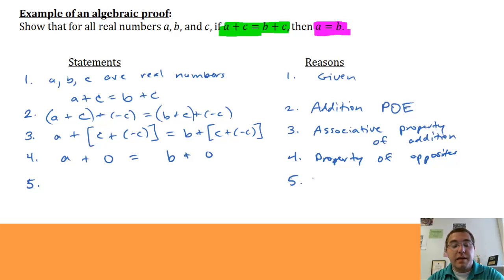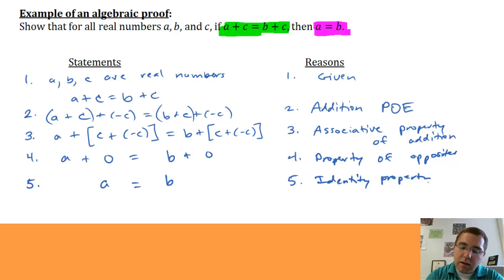And we had a property that says anytime we add 0 to a real number, we just get back that real number. So a must equal b. A plus 0 is a, and b plus 0 is b. So twice there we are applying the identity property of addition, or the additive identity property. It says that the identity of addition is 0, and if I add that identity to a real number, I just get back the real number that I had before. So that is the end of our proof. We showed what we wanted to show, that a equaled b.